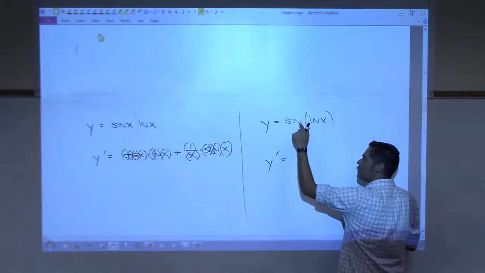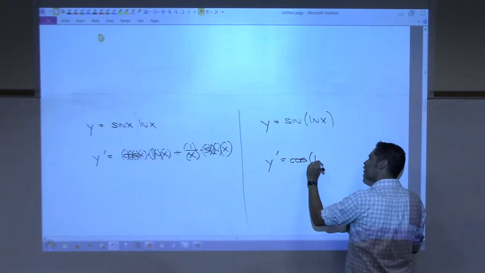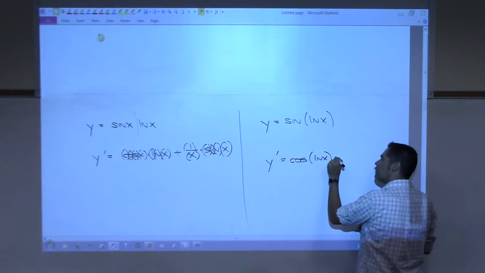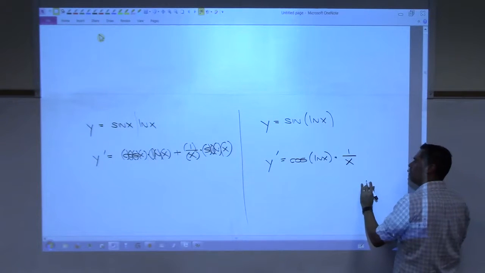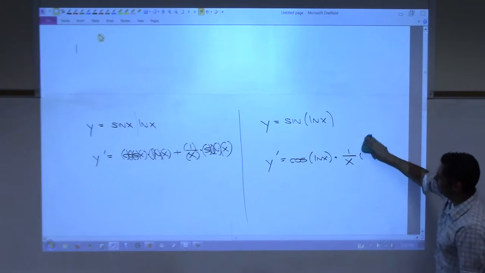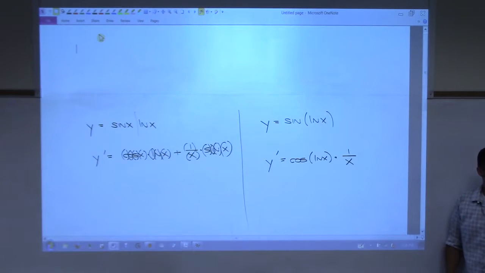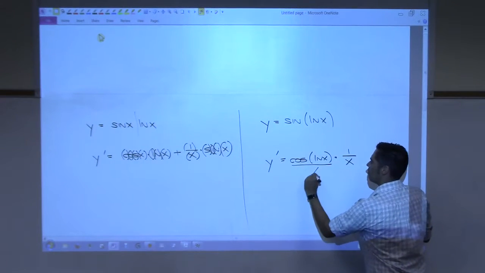The derivative of sine of something is cosine of that something, and then times the derivative of what's in here, 1 over x. Parentheses, parentheses. That's it. And then you can slide that over. Yeah, you could just put it like this.